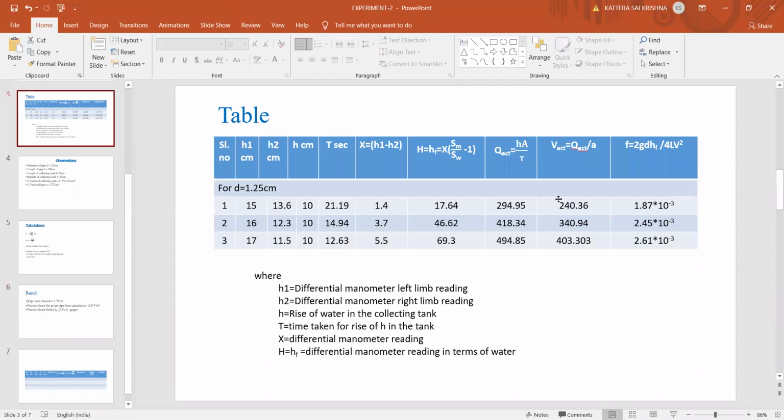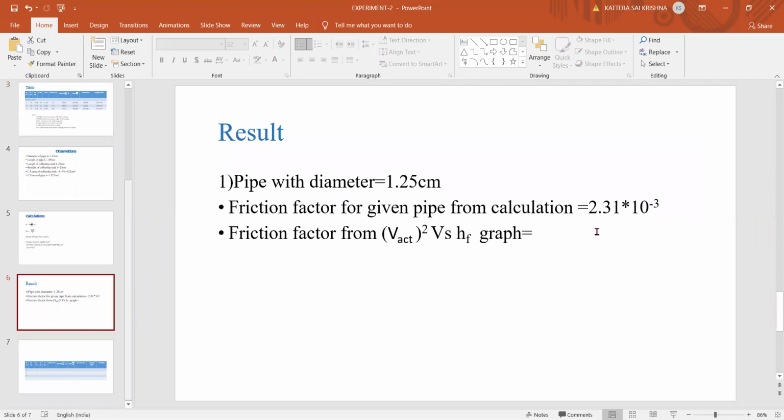These values are on the x-axis as V square, because you see here F is the term related to HF and V square. These two only will change. D, L all are constant. So this shows the F value. What is that? HF and V square. So V values already we have here, and HF values also we have here. So we need to use these two to plot the graph.